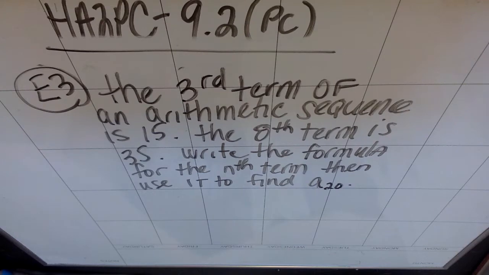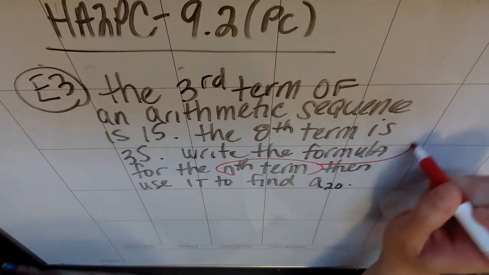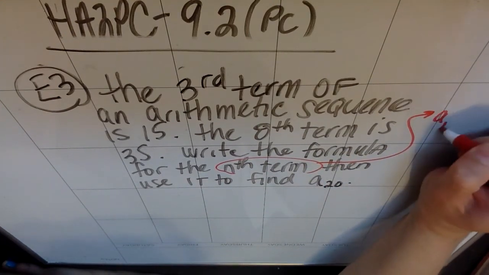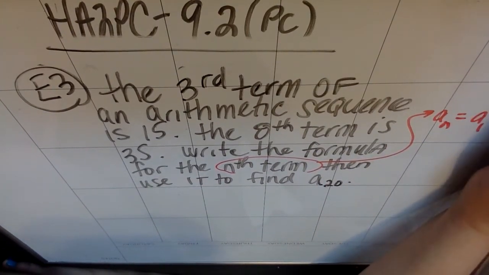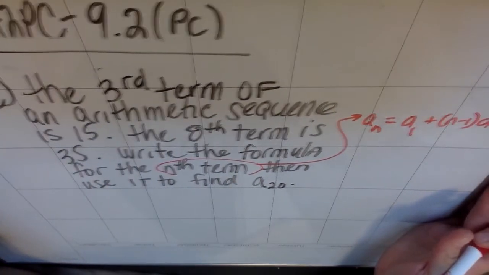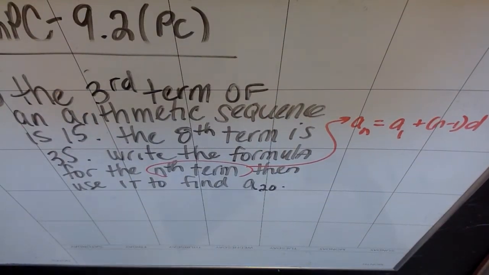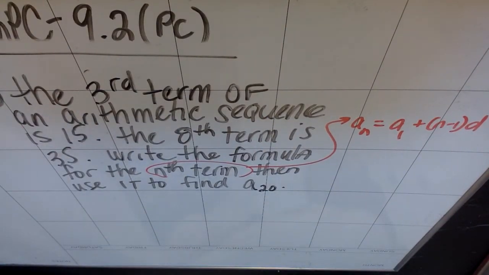All right, so if you think about the formula that we want for the nth term, it is a sub n equals a sub 1 plus n minus 1 times d. Now that's great, except I don't know any of those things, right? In some of the problems that we've seen so far, we can easily spot the first term and the common difference. Well, here you don't have that. Now, there are a few ways to do this.